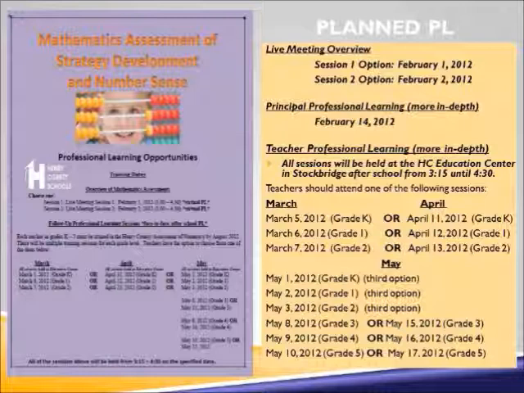So for all of these dates, we will be providing, as a district, more in-depth professional learning on mathematics assessment of strategy development and number sense. So we certainly welcome all teachers in each grade level to participate in those sessions, and we will also be available to provide follow-up sessions during pre-planning or at the beginning of next school year at your request.